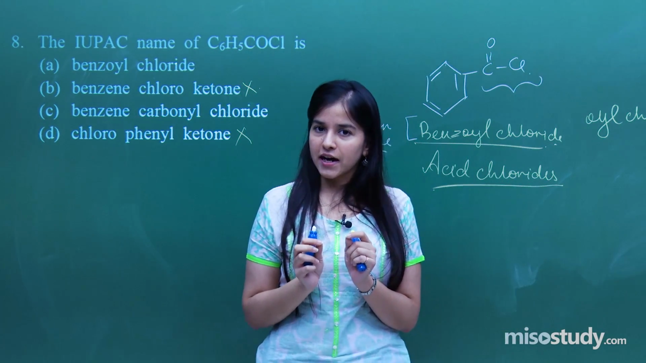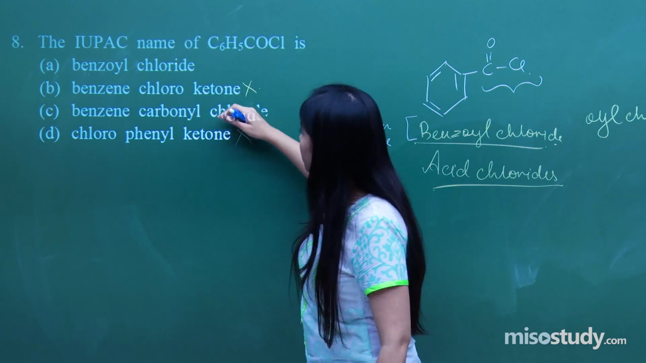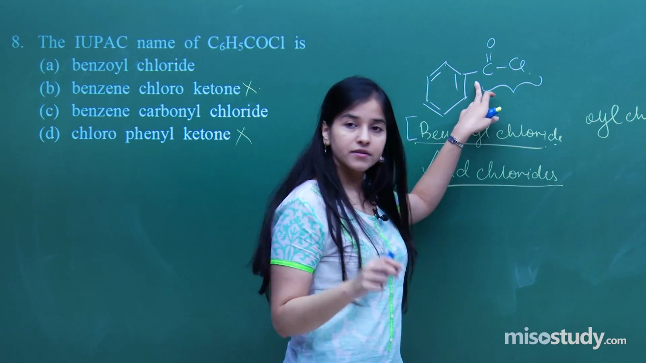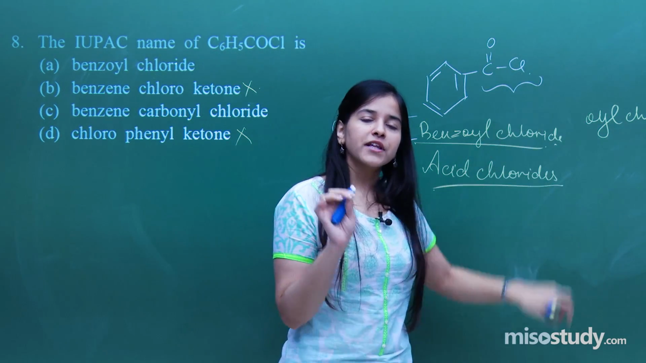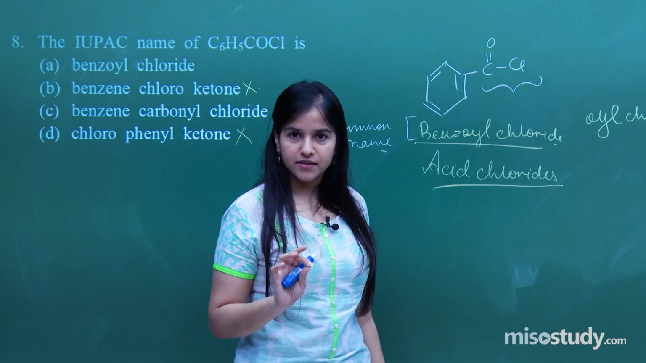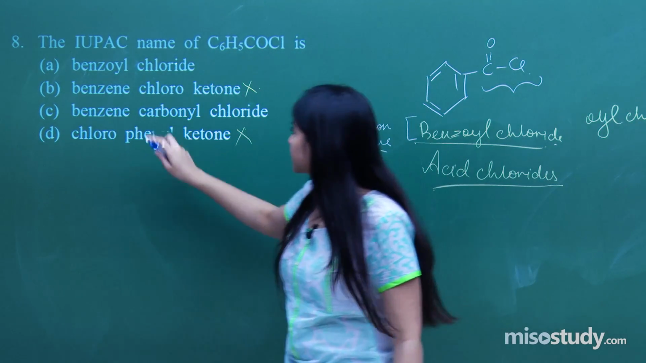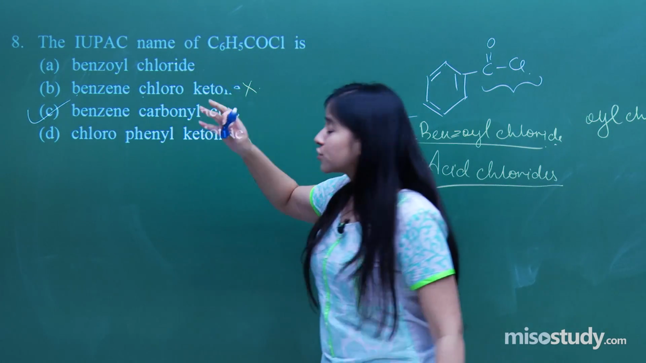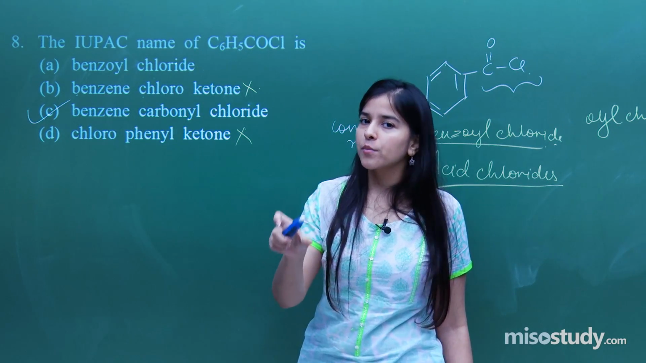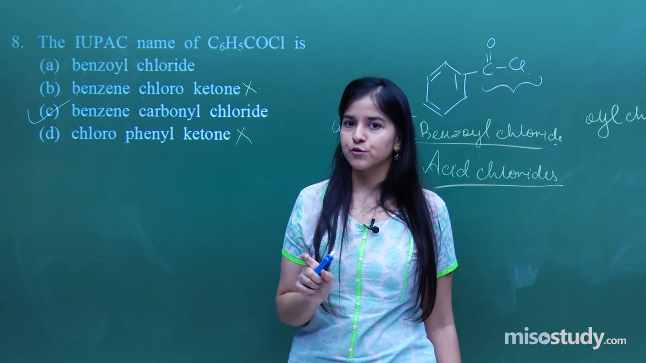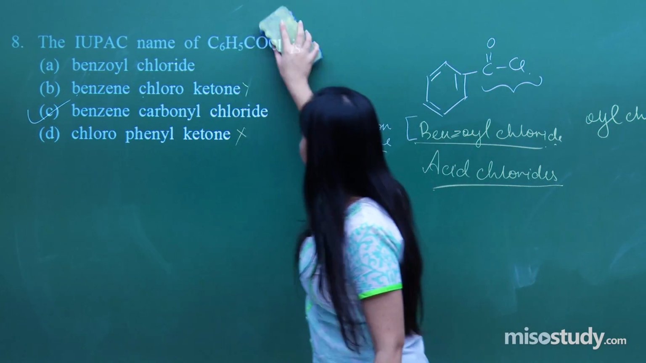How do I assign the IUPAC name? It would be benzene carbonyl chloride, because here carbonyl is separately mentioned and chloride is separately mentioned. So that would be our answer in this case, and not benzoyl chloride. I hope everybody has got it. Just be careful while choosing the names. They may have mentioned the common names in between, which can confuse you. Now let's move on to the next question.